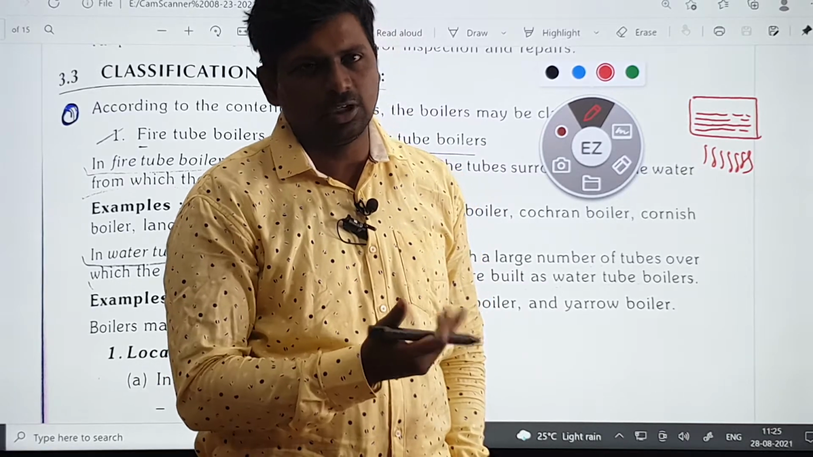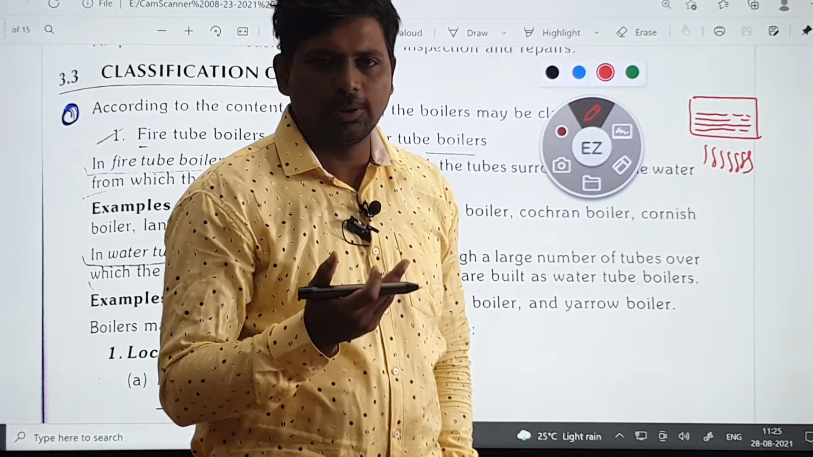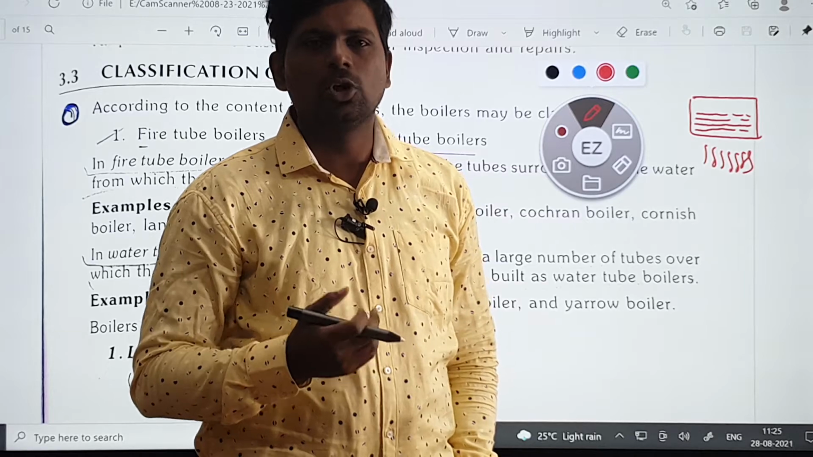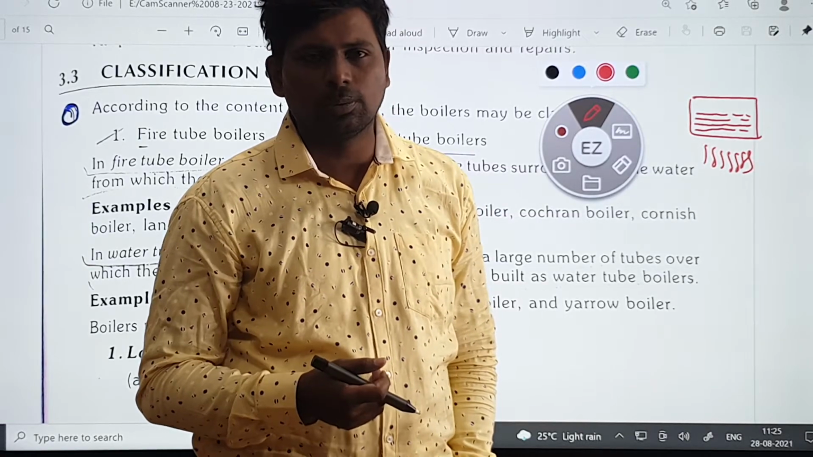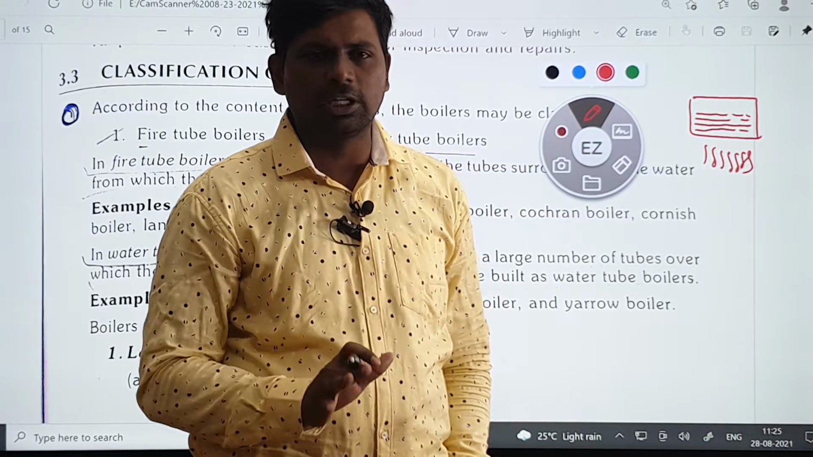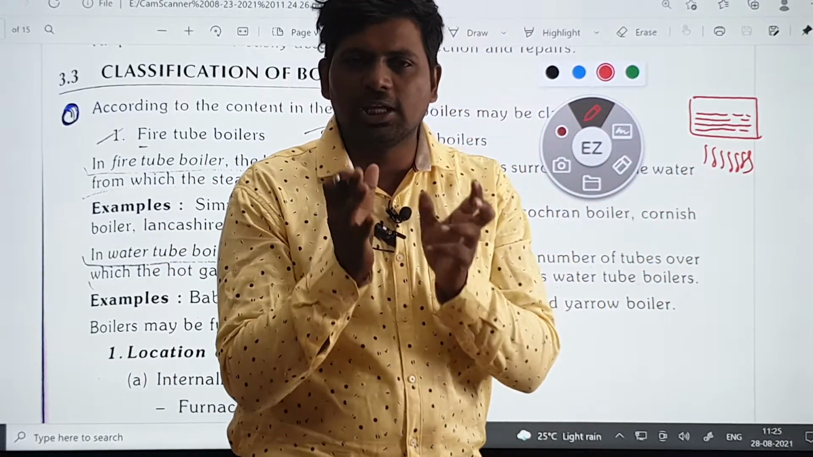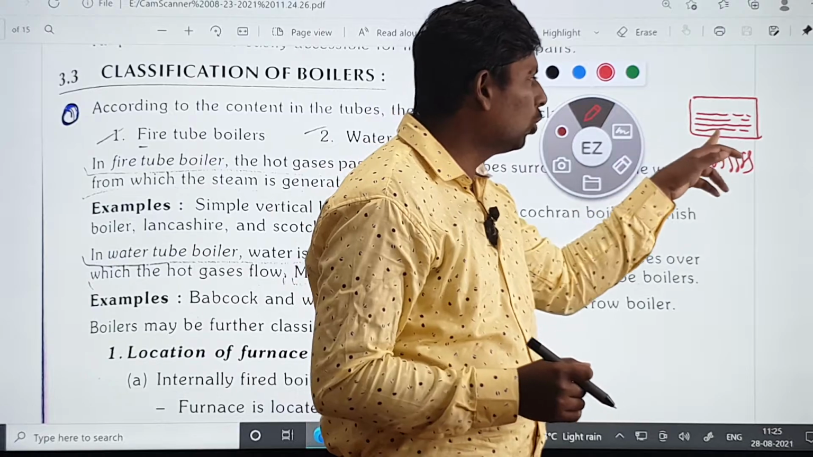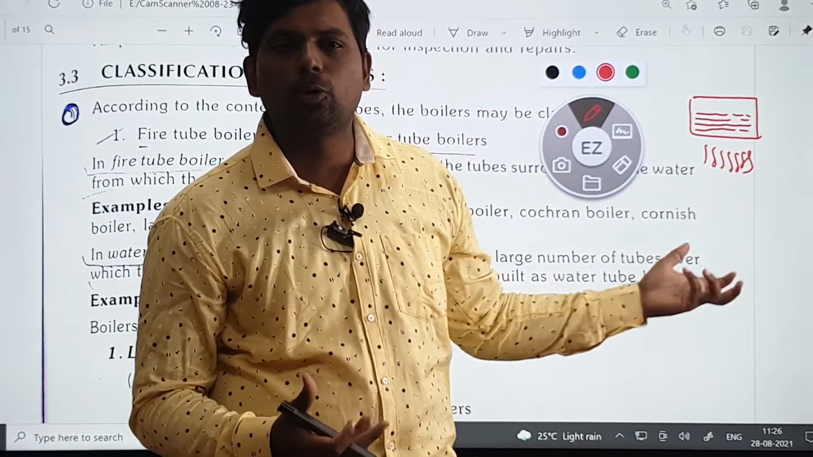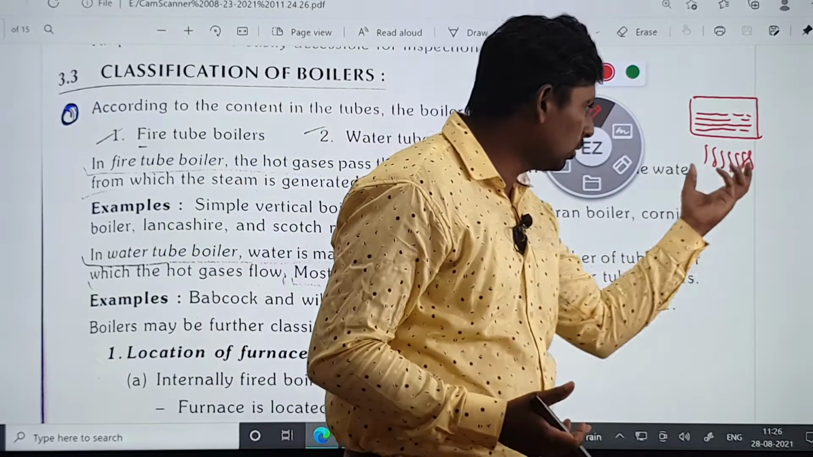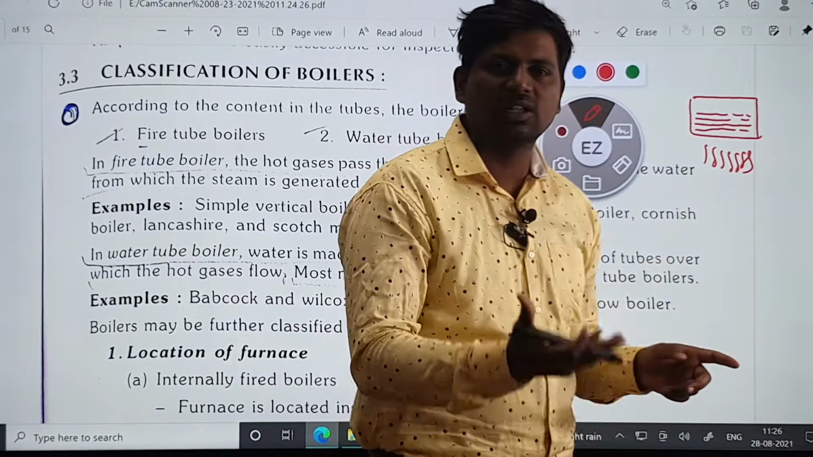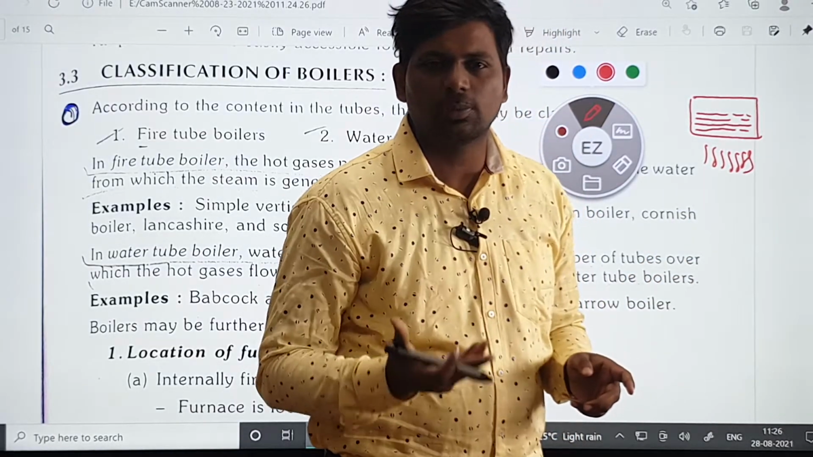With the help of electricity or coal or fuel you can supply the heat. The medium can be anything. This is the shell, one type of shell. In that shell we pour the water, and from the bottom we supply the heat.